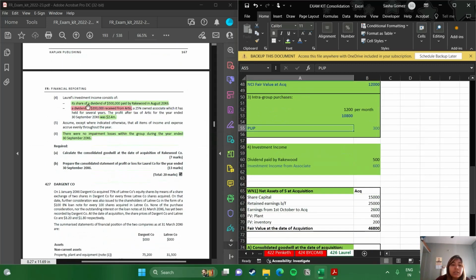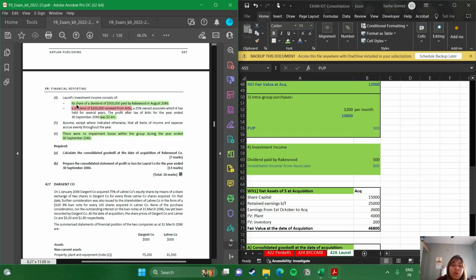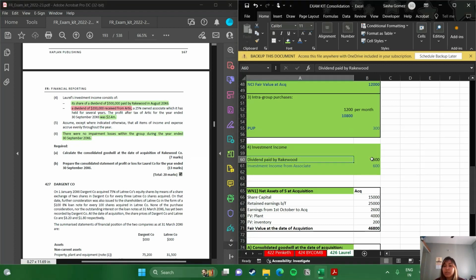Next is Laurel's investment income consists of its share of a dividend of $500,000 paid by Rakewood in August 2006. Now, whenever your subsidiary pays you any dividend, you have to deduct that from your investment income. So first things first, dividend paid by Rakewood is 500,000. You deduct this from your investment income in the profit or loss statement.